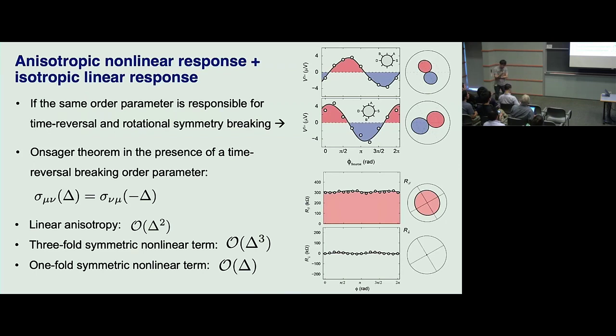So following a fairly simple argument, this hierarchy is consistent with what we observe, right? What we observe is a very weak linear anisotropy and a very strong one-fold symmetric nonlinear term. And the conclusion is that whatever the order parameter is, it must break time reversal and rotational symmetry simultaneously. So the rest is still an ongoing open question: we're trying to identify what order parameter breaks rotational symmetry and time reversal at the same time. But we do know it's tied to the things that we're observing on a daily basis.